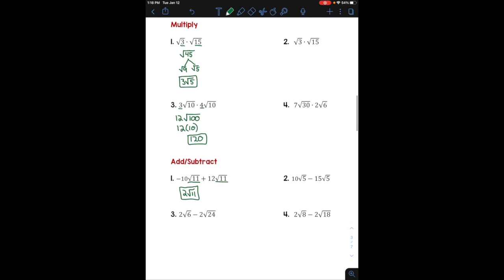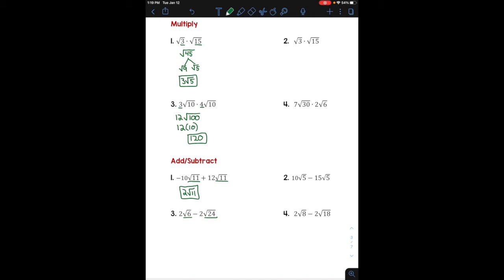Problem number 3, as you can see, the first expression has radical 6 or root 6, and the second has root 24. We cannot subtract these because they are not like radicals. What we can do, however, is to see if we could simplify one or both of the expressions, and then maybe we will end up with like radicals that we could combine.